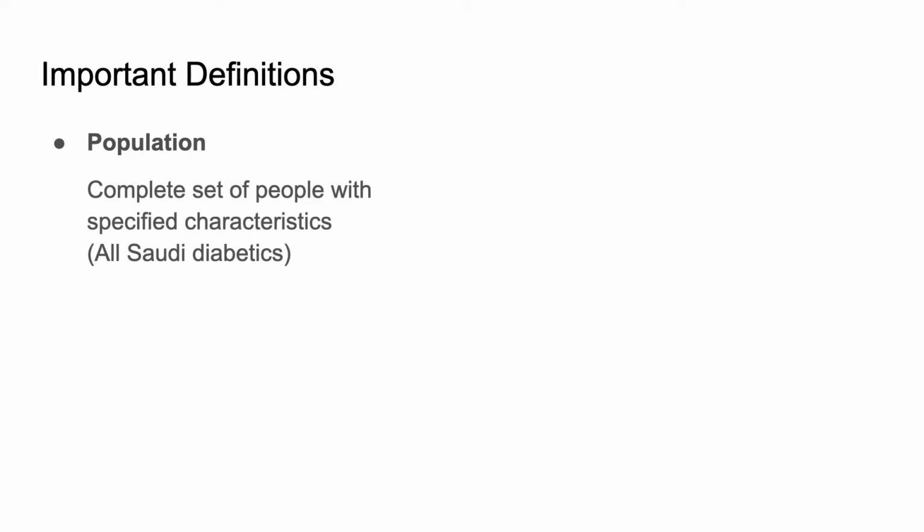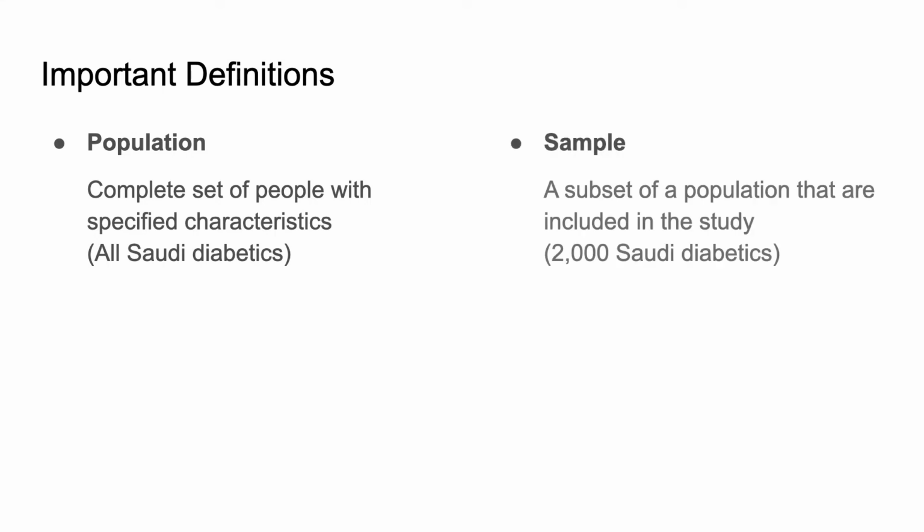So, starting off, we're going to start with some important definitions. The first one would be the population. The population is basically a complete set of people with specified characteristics. For example, if we make a study and we want this study to apply to Saudi diabetics, our population would be all Saudi diabetics. In contrast, our sample would be a subset of that population that are included in the study. So if our study is studying 2,000 Saudi diabetics, this would be our sample, but our population would be everyone, all Saudi diabetics.